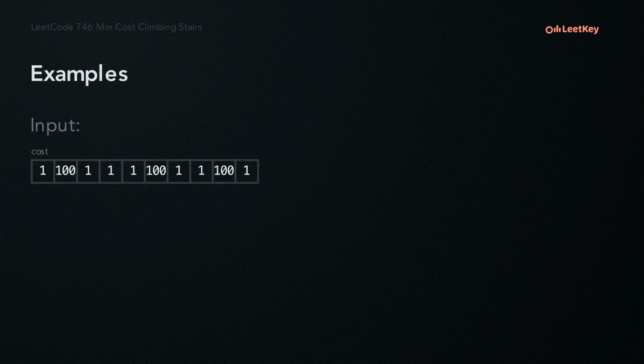Example 2. Input cost is 1, 100, 1, 1, 1, 100, 1, 1, 100, 1. Output is 6. You will start at index 0, pay 1 and climb 2 steps to reach index 2. Pay 1 and climb 2 steps to reach index 4. Pay 1 and climb 2 steps to reach index 6. Pay 1 and climb 1 step to reach index 7. Pay 1 and climb 2 steps to reach index 9. Pay 1 and climb 1 step to reach the top. The total cost is 6.